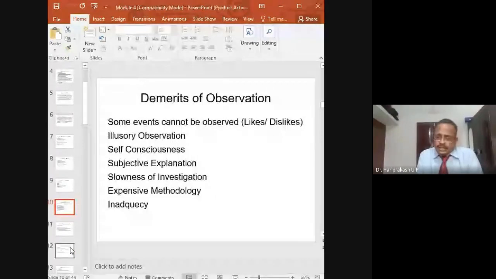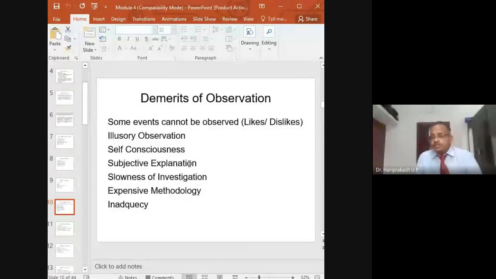Demerits or disadvantages of observation. Everything you cannot collect through observation. Customer preference you cannot collect. Their likes and dislikes you cannot record. That you have to ask them only. Through observation you cannot find what he likes, what he dislikes, their preferences, what is going on in their mind, their emotions. That you cannot observe.